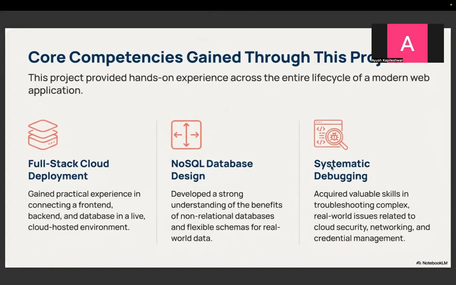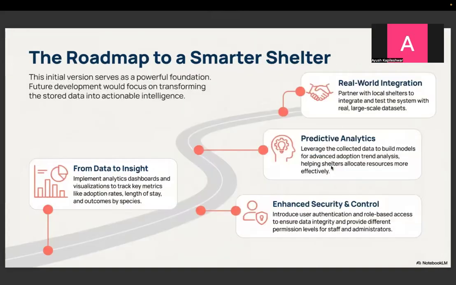Now over to Ayush. Okay, so the next part, which becomes very important, is talking about the future scope. This system provides us with a strong foundation for future expansion. Our next enhancements would include integrating real-world shelters, then some predictive analytics to improve adoption rates, then role-based authentication and security, and then advanced dashboards for insights. Overall, this project demonstrates how data systems can meaningfully support and create a social impact.